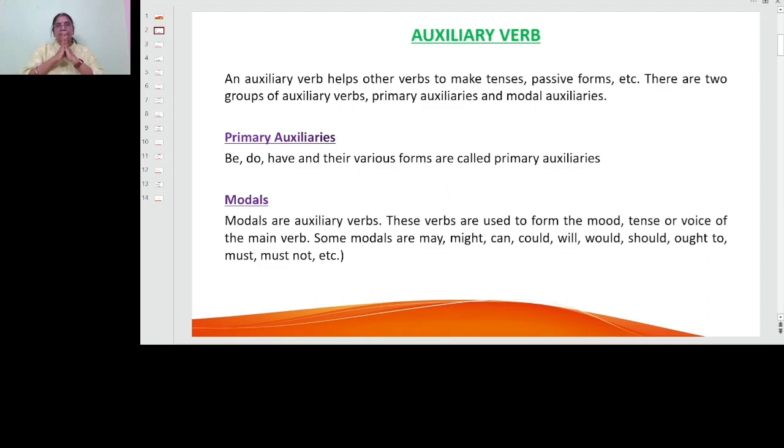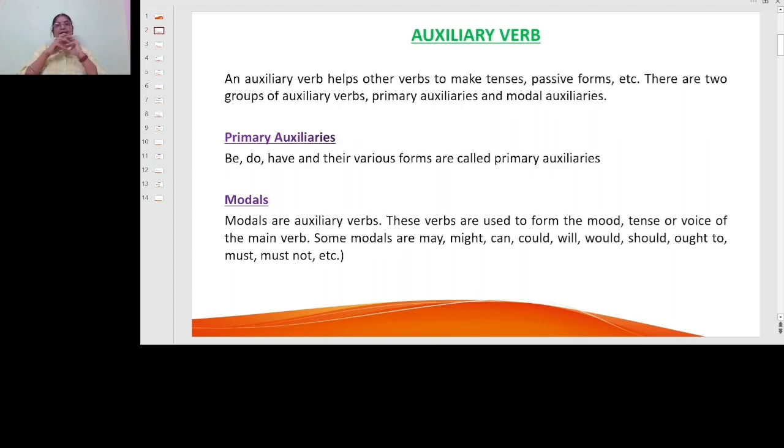So for example, I am learning the lesson. Here, learning becomes the main verb. Am is an auxiliary which is helping the main verb to form the present continuous tense. So these auxiliary verbs very rarely can stand by themselves, but they help the main verb to form a meaningful sentence.